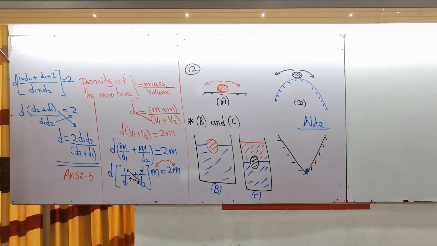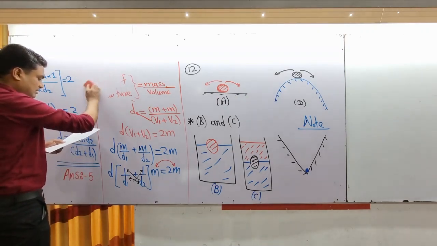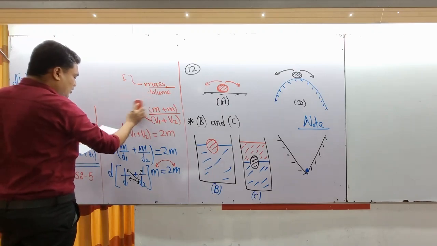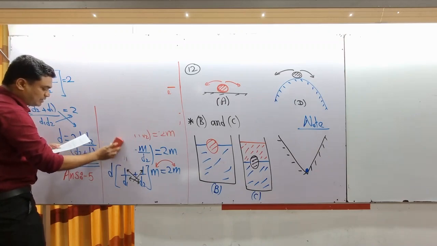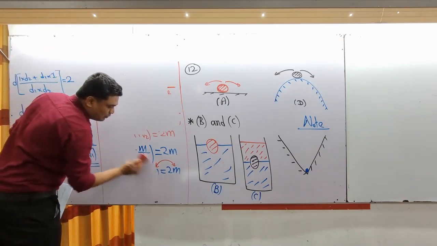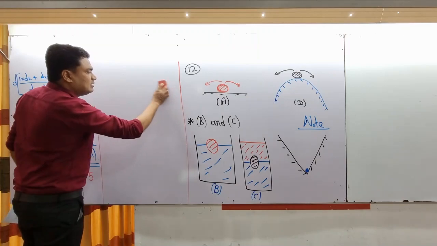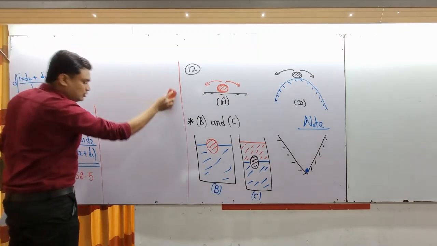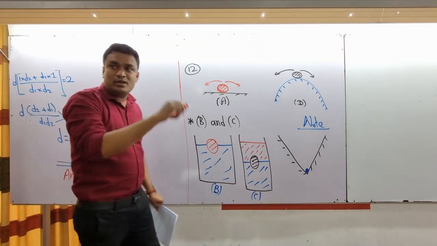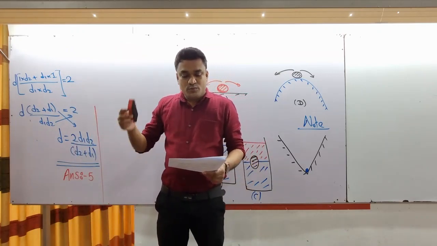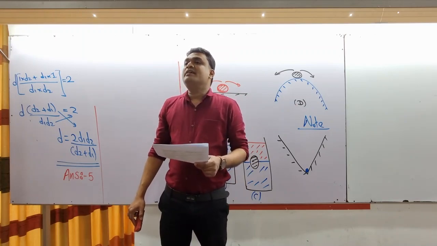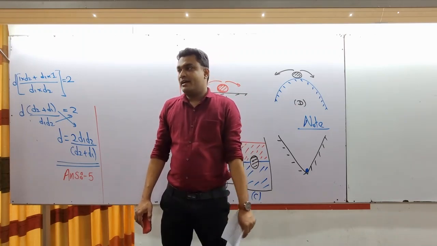Question number 13. An object starts from rest and moves with a constant acceleration. Which of the following graphs best represents the variation of its kinetic energy? If the acceleration is constant, what should happen to the velocity? Velocity should be increased. Which graph shows the increase in kinetic energy with time?